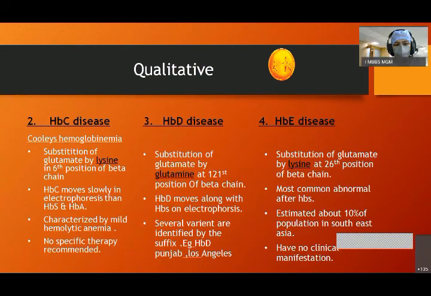Wait, you'll see, ma'am, this next slide. Yeah. Can you see the slide now?